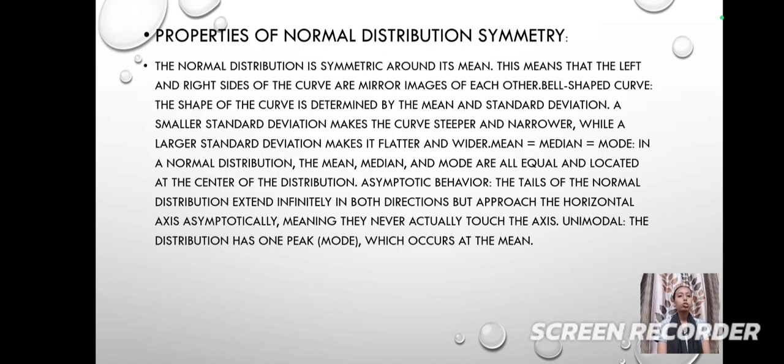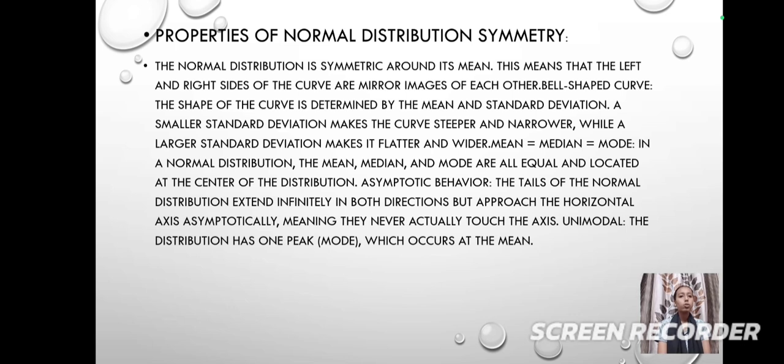Properties of normal distribution. Symmetry. The normal distribution is symmetric around its mean. This means that the left and right sides of the curve are mirror images of each other. Bell-shaped curve. The shape of the curve is determined by the mean and standard deviation. A small standard deviation makes the curve steeper and narrower, while a larger standard deviation makes it flatter and wider. Mean equals median equals mode. In a normal distribution, the mean, median and mode are all equal and located at the center of the distribution.